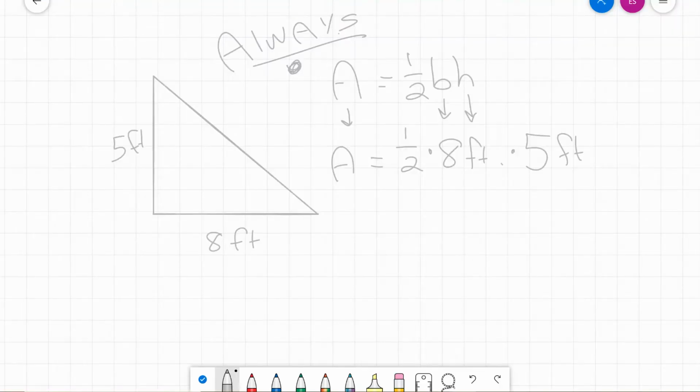Okay, so times 8 times 5, and the area that I get is 20, and then it's going to be feet squared. And the reason why it's feet squared is because you had feet times feet, and whenever you multiply something by itself, remember that's the same as that thing squared. So the area is 20 feet squared.